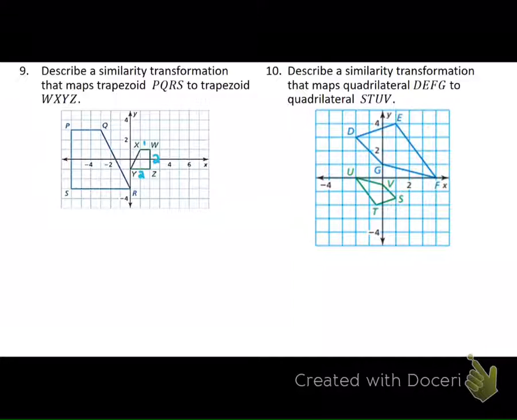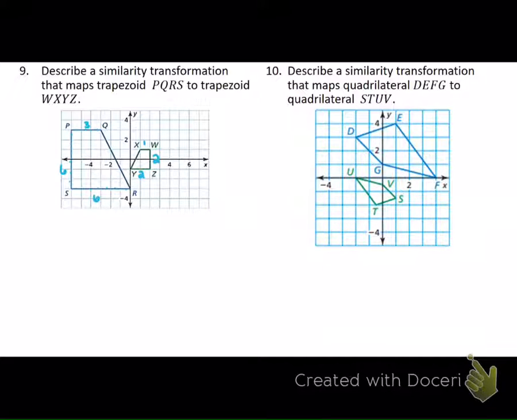So if you can count the side lengths, I would count them. And we're going from PQRS to WXYZ. Do you see that? PQRS, WXYZ. So PQ and WX are together, and we're getting smaller. So if we're getting smaller, it's a reduction. If it's a reduction, should the smaller number be in the numerator or the denominator? Numerator. So this would be 1 over 3.